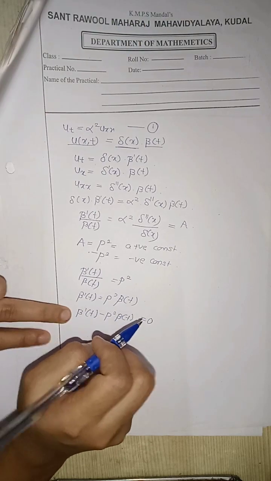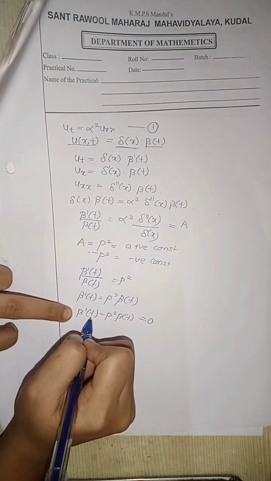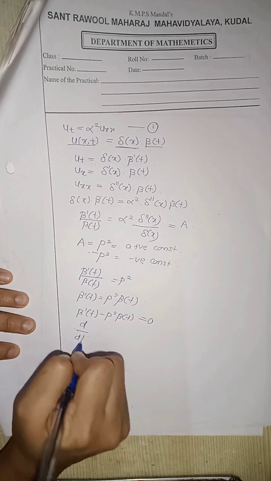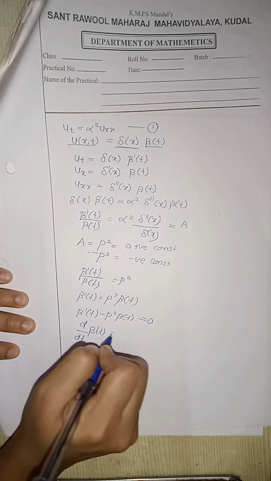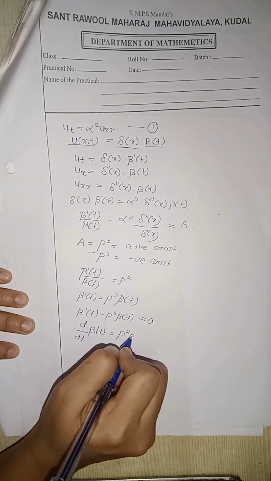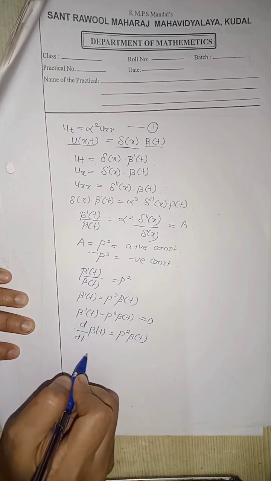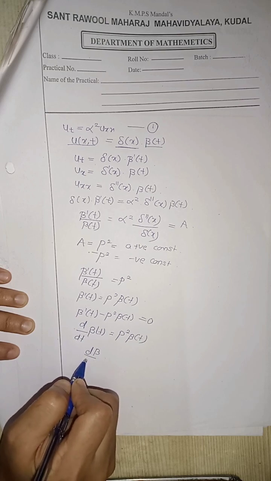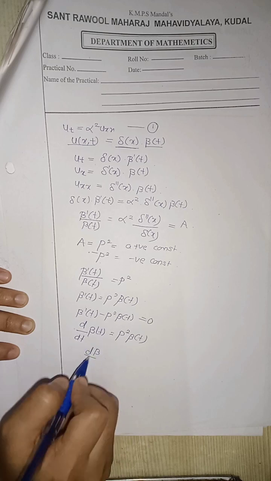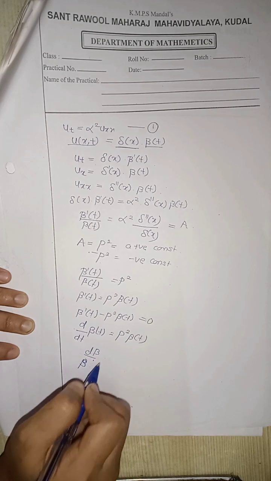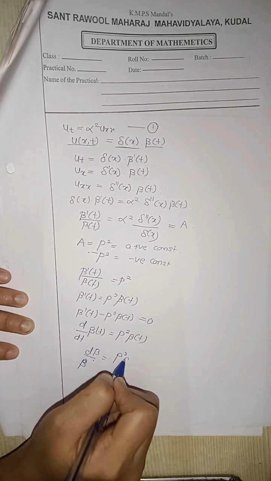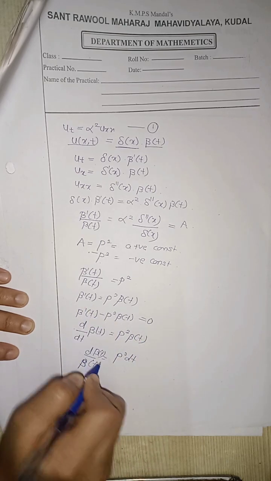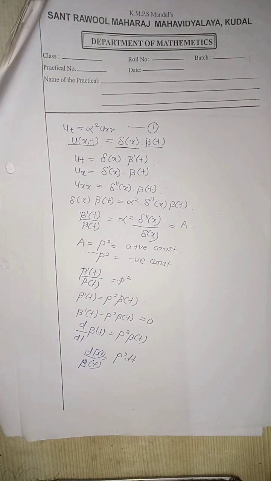Now beta dash t is nothing but the derivative of beta t with respect to t, so you can write it as d by dt of beta t equals p square beta t. So the value of d beta by beta equals p square dt. I have just rearranged this. Instead of beta t, I have written beta. You can write it in any way.